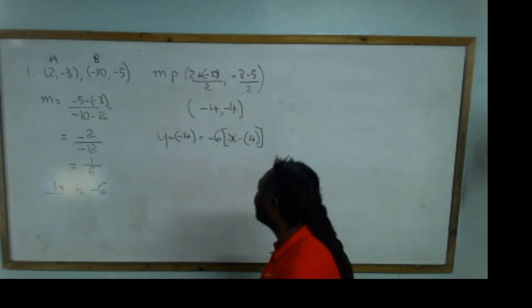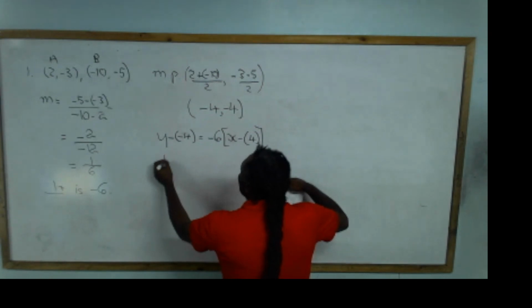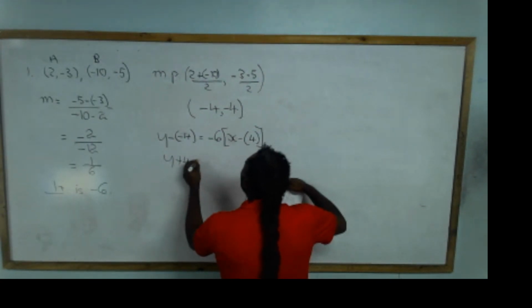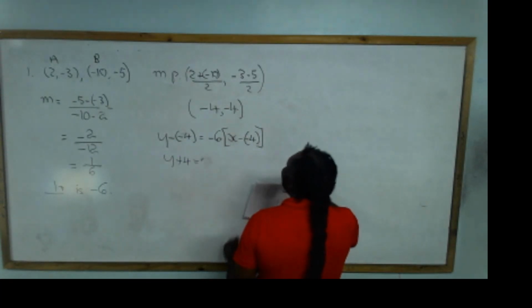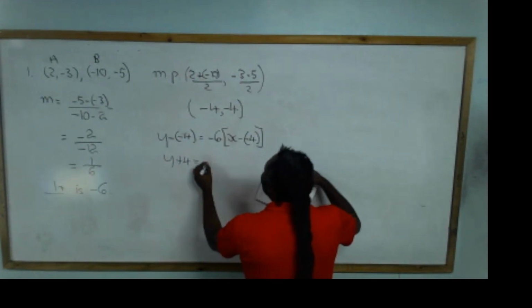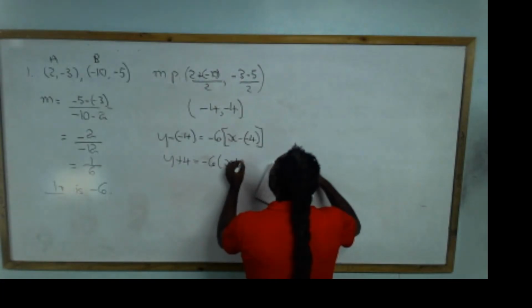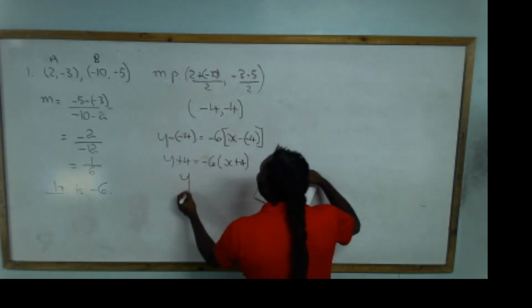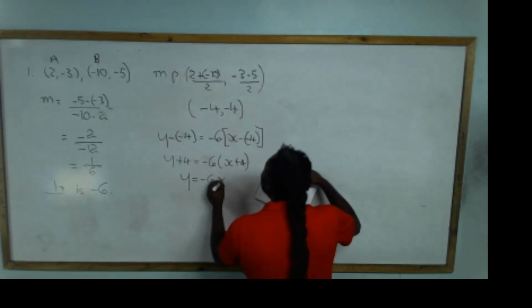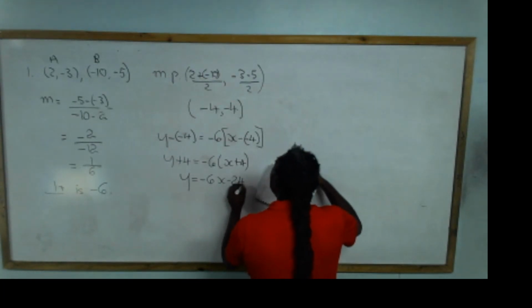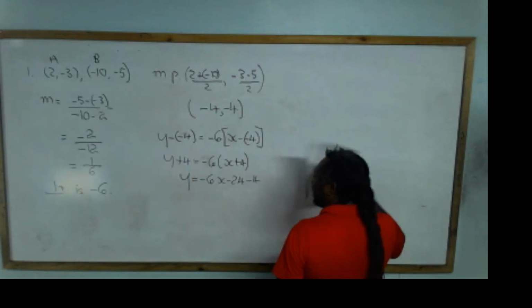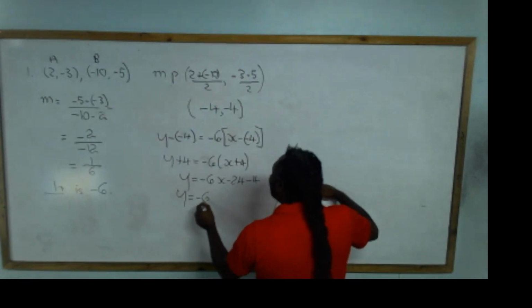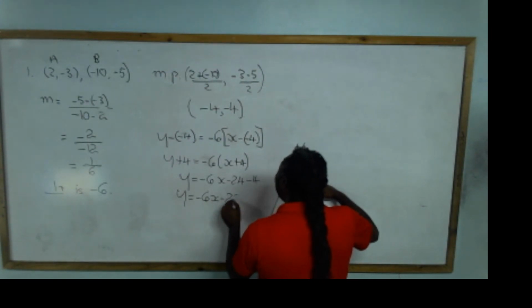So what do we say now? Y plus 4 is equal to the gradient times x plus 4. So what do we say? Y is equal to negative 6x minus 24 minus 4. So y is equal to negative 6x minus 28.